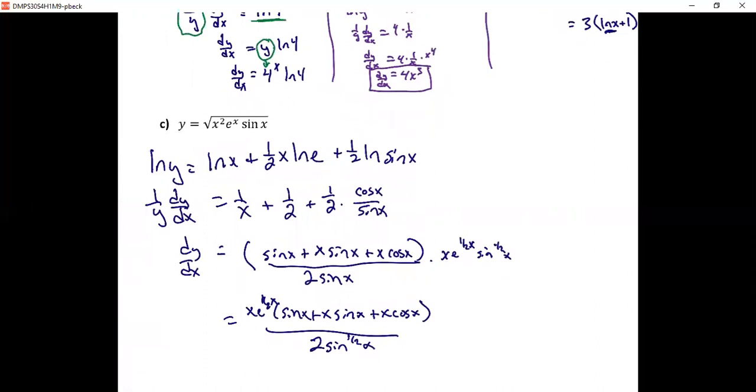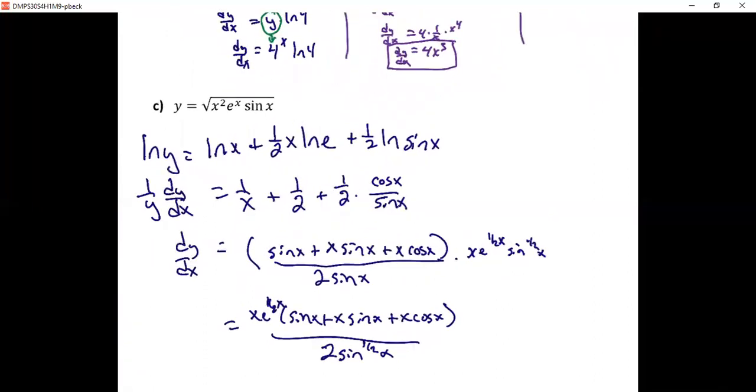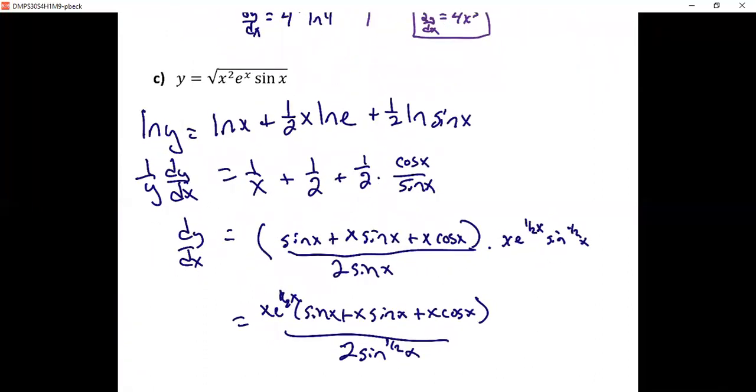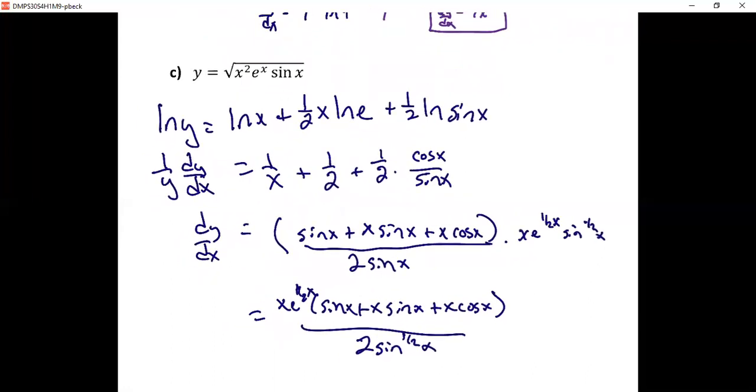For C, this is a perfect example of why we'd want to do some logarithmic differentiation as opposed to doing just a power rule with an extended product rule. Now, could you do that? Absolutely. I chose to do this implicitly, logarithmically, and then break it apart term by term.